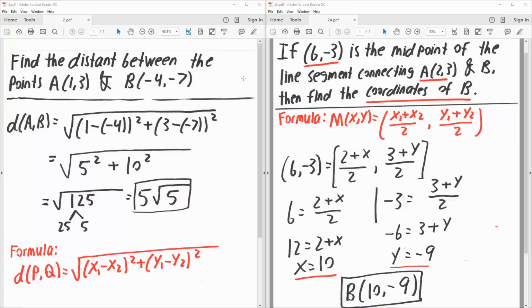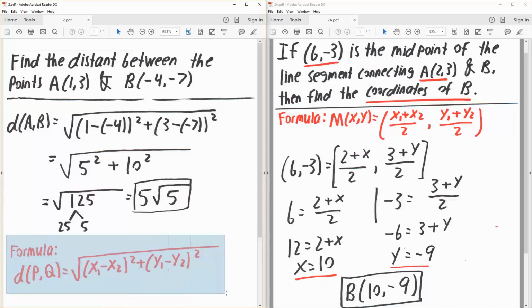Okay, in this video we want to do two rectangular coordinate system problems, but in this case we want to find the distance between 2 points, and we also want to use the midpoint formula. And so the first question is, find the distance between the point A given as (1, 3) and B given as (-4, -7). In order to solve this question, we need to know the distance formula. So this one right here.